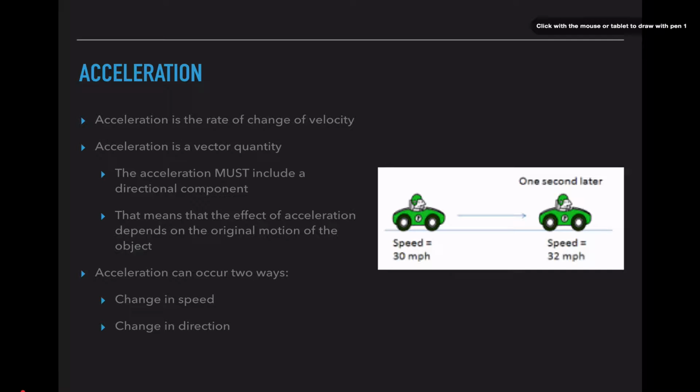Acceleration can occur in two ways. The first way is changing the speed or velocity of an object. If you go from 20 meters per second to 25 meters per second, you've undergone acceleration. But you can also change direction. If you are traveling 20 meters per second north and then go around a curve and are traveling 20 meters per second east, you are still accelerating because that directional component is changing.